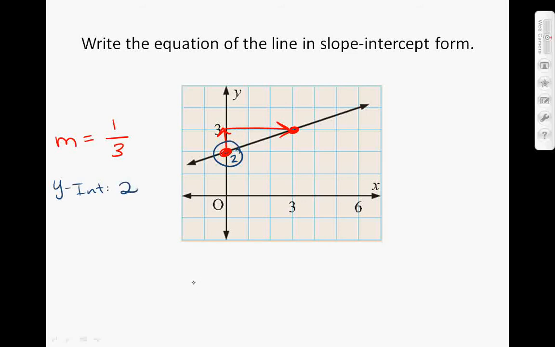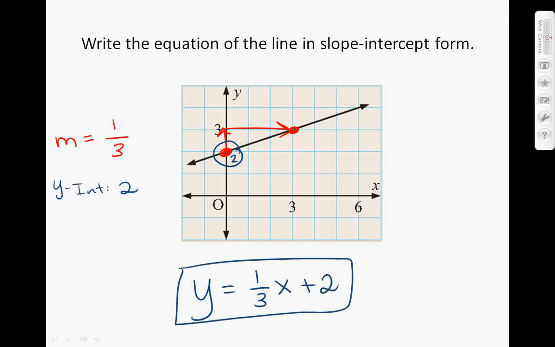So if you know that y equals mx plus b, we can actually erase m and replace it with 1/3, and I can erase b and replace it with 2. This is the equation of the line in the graph: y equals 1/3 x plus 2.